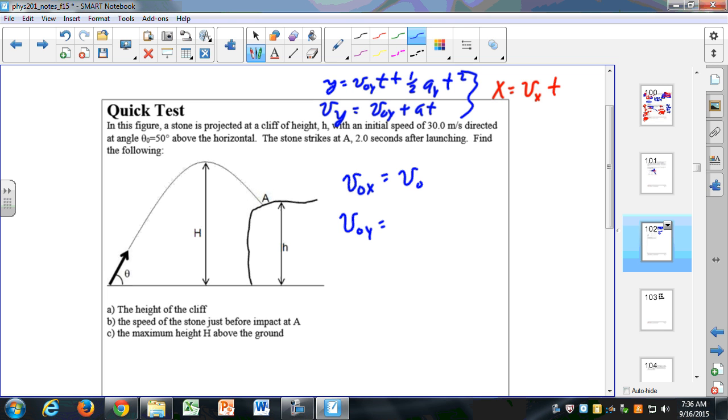That's going to be V naught. Gosh, what is the x component again? The cosine of theta, right? So it's going to be V naught cosine of theta. V naught was 30 times cosine of 50. And then similarly, this is going to be 30 sine of 50. Anybody have those values?